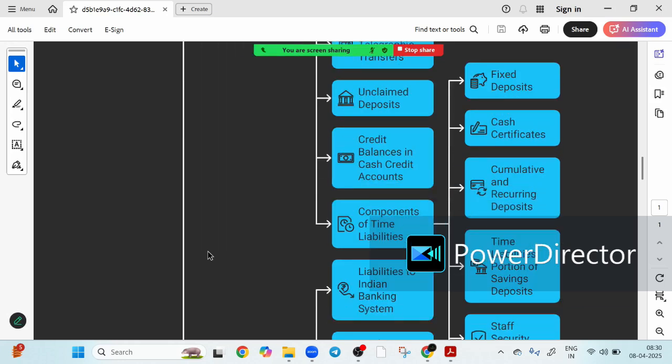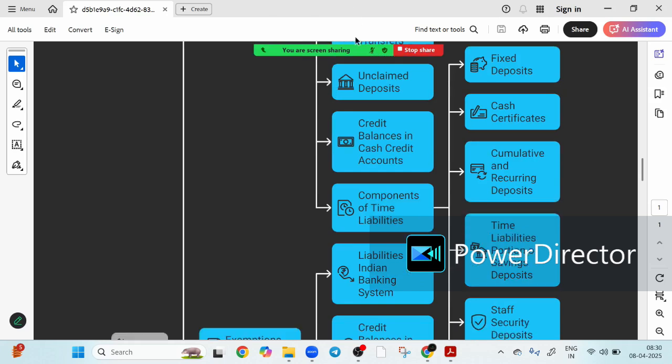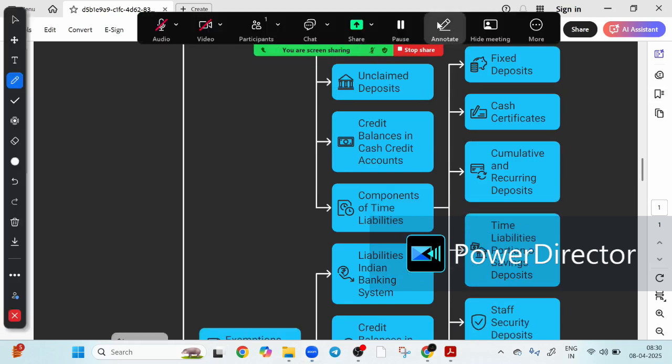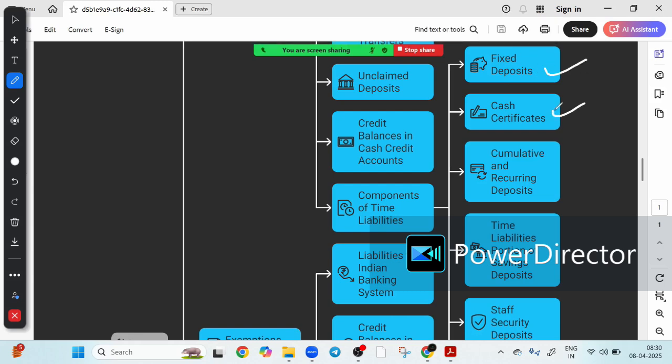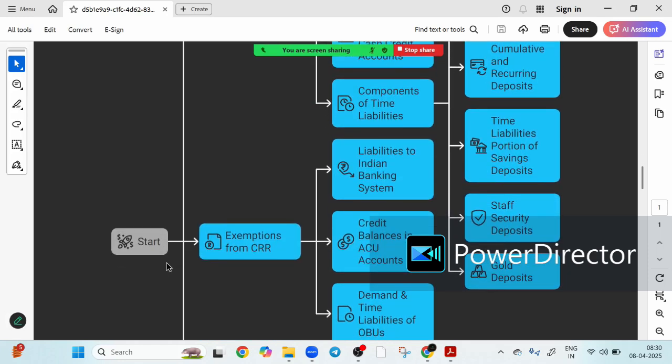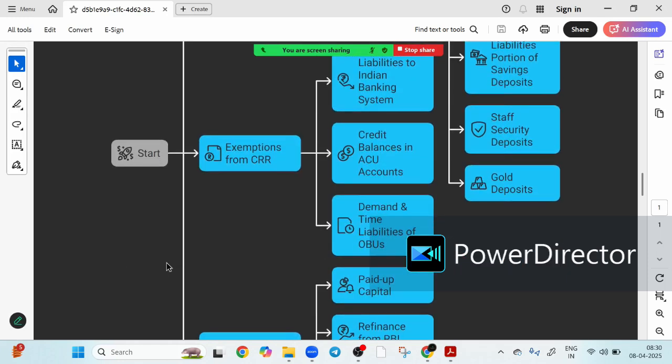Now, if we talk about time liability, here you can see the components of time liability. These are the deposits that are repayable after a specific period. It includes FD. You can see a fixed deposit is a kind of time liability. Cash certificate time. Then we have cumulative and recurring deposits. Time liability portion of the savings deposit. Staff security deposit is a kind of time liability. Then further we have gold deposit. Yes, gold deposit is also a kind of time liability. Now let's look at the exemption from CRR. Yes, even credit balance in the overdue account falls under this category.